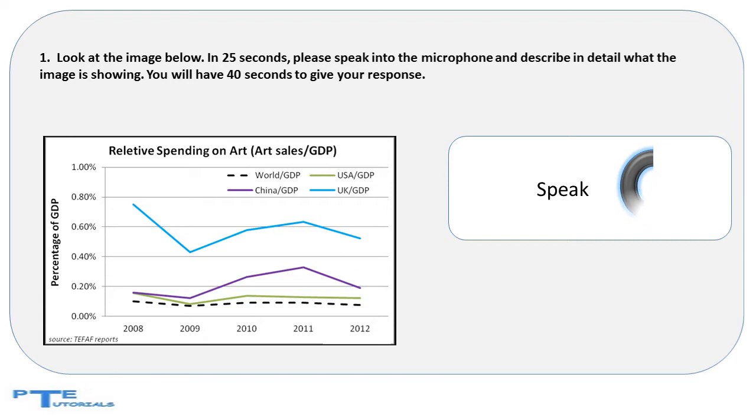China has the second highest spending with 0.3% of the GDP in 2011 and the lowest spending in 2008. The USA and the rest of the world have a flat spending of 0.1% of the GDP over the 5 years.